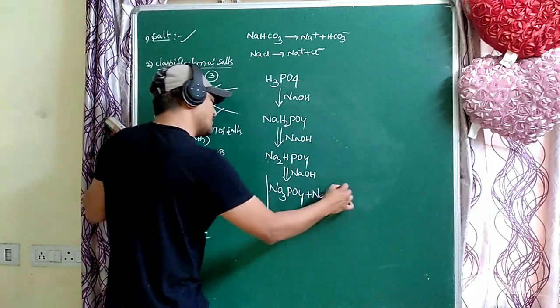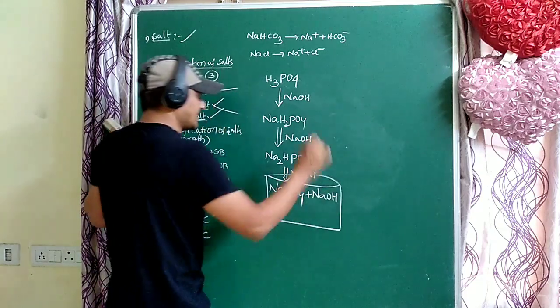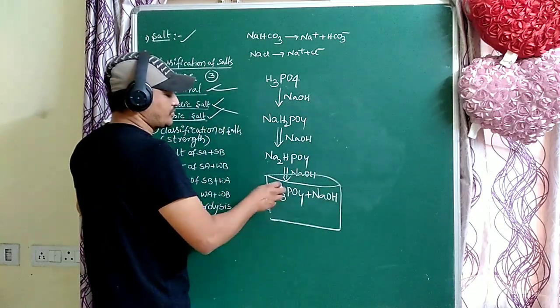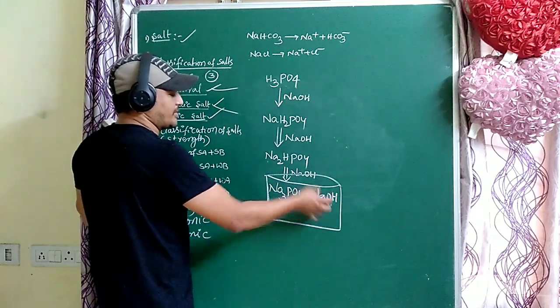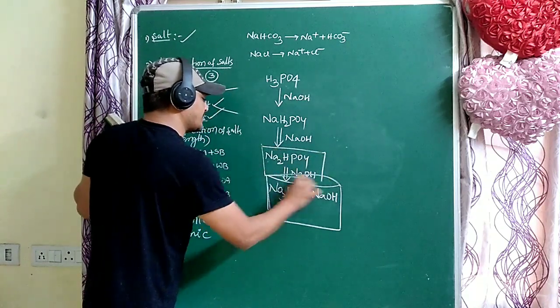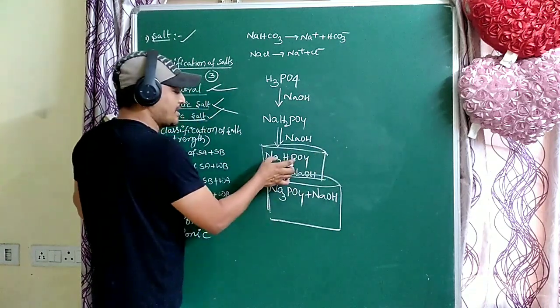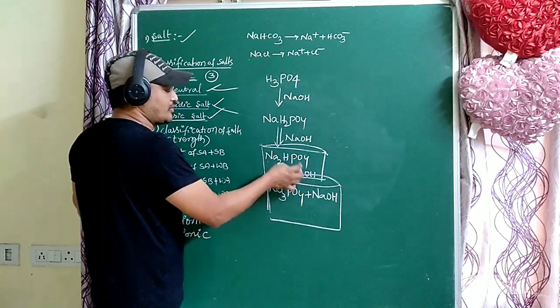So, can these two solutions exist together or not? These two solutions can exist. Why? Because the two solutions cannot react. This is the neutral salt, and this is the base. But these two solutions cannot exist together. Why? Because it has acidic nature. The base and acid react to form a salt.